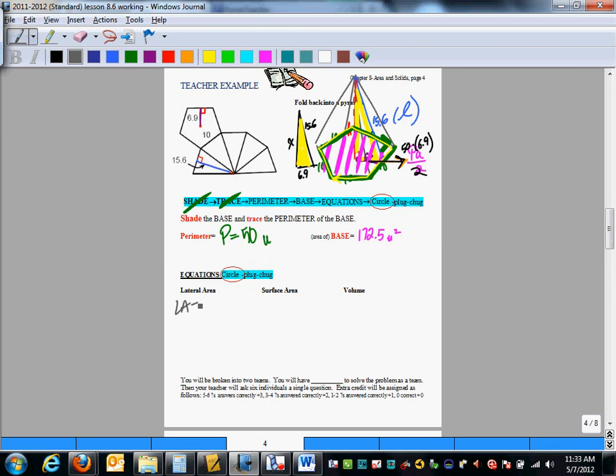LA equals PL over 2. SA equals LA plus 1 base. Volume: base times height over 3. That's area of the base. Now we do circle, plug, chug. Circle P, stay with me, guys. Circle P, physically pick up P.